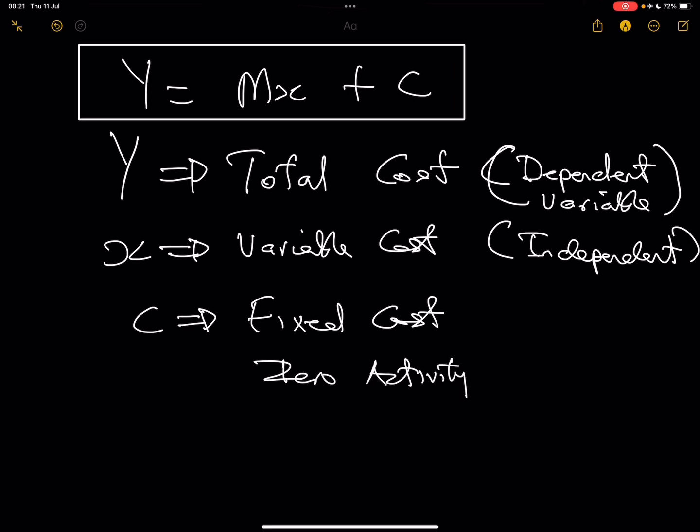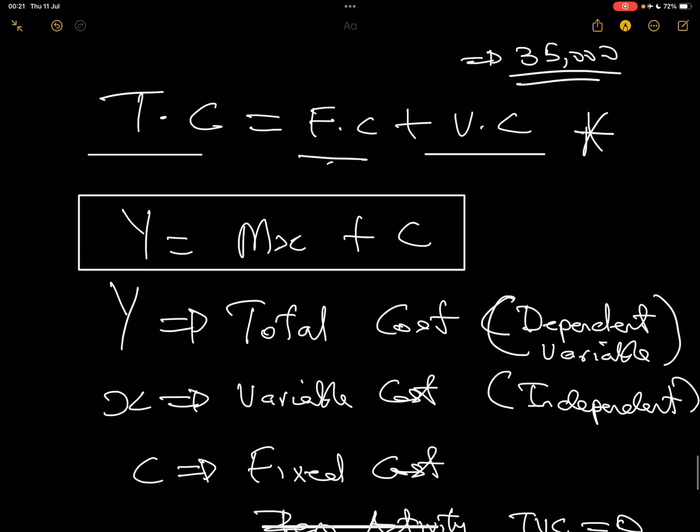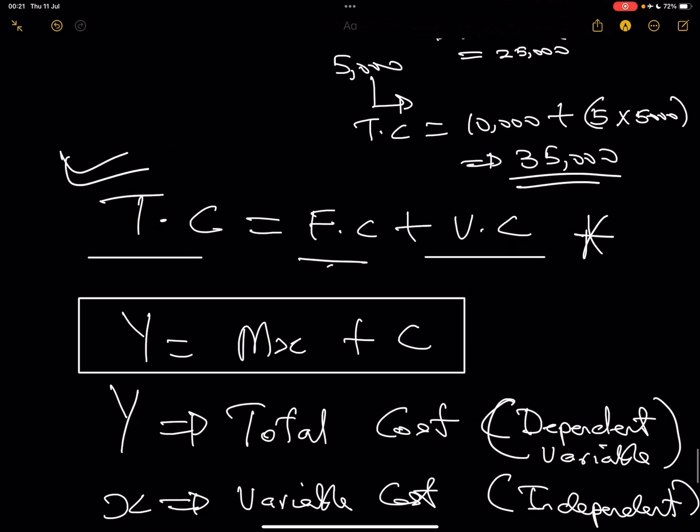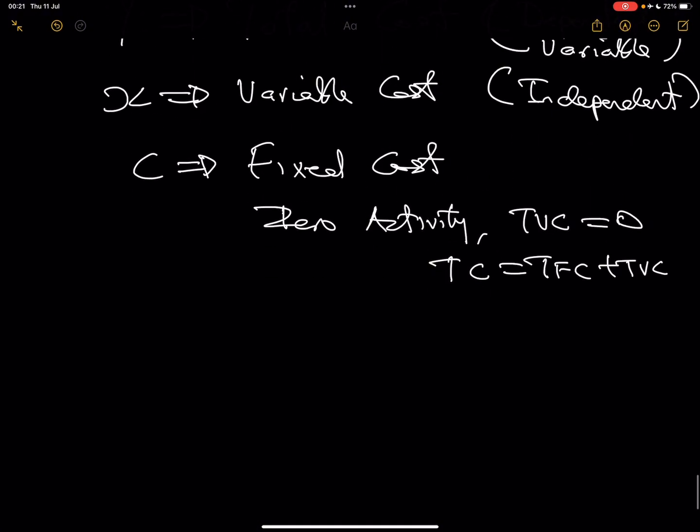at 0 activity, your total variable cost will be equal to 0. And we said total cost is equal to total fixed cost plus total variable cost, yeah, which is the same thing as this. Yeah, it's the same thing I'm talking about. Yeah, I could put T here and put T here. I don't want anything to get you confused. Yeah, it's the same thing.